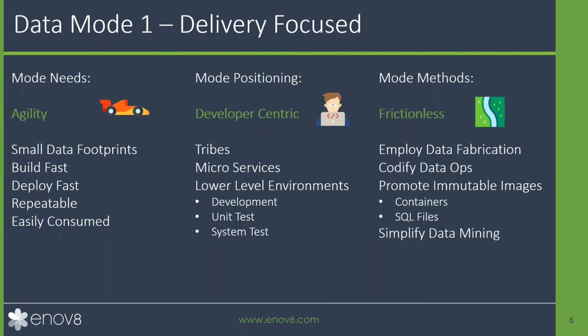And from an execution perspective, the methods should be frictionless. That is, you would look to employ data fabrication, small and consistent sets of fake data that focus on the features or stories. You'd look to replace common and recurring data operations, including data admin tasks, with code. You'd look to leverage the benefits of immutable objects. People should be able to quickly deploy and redeploy their images. So think SQL import files and containers held in your release repo. And you'd want to establish methods that make the data easy to find and share.